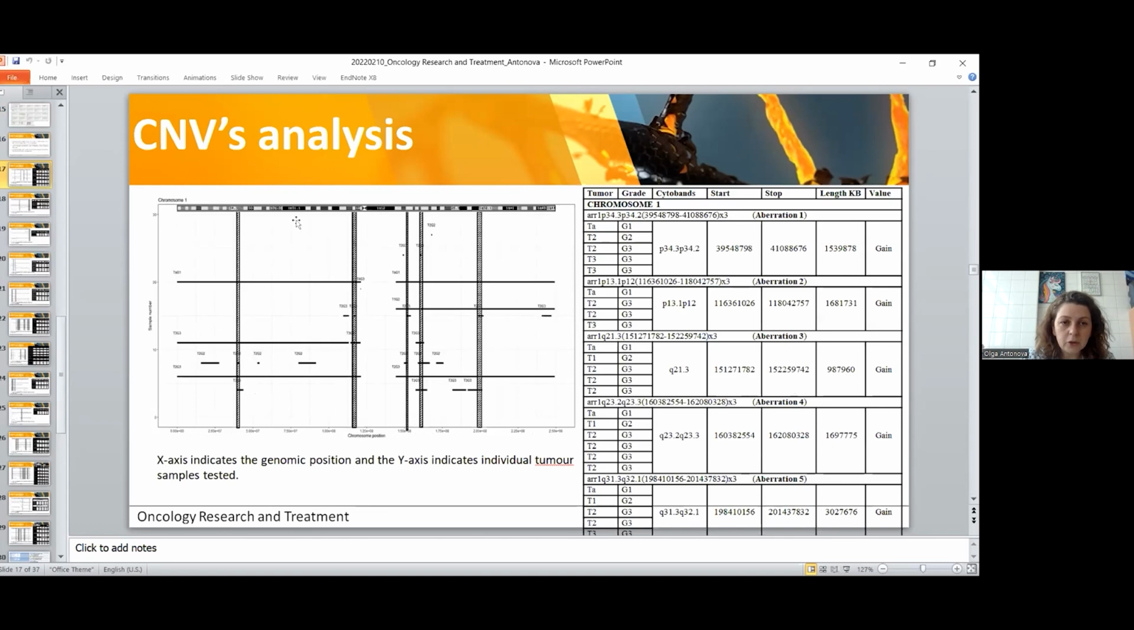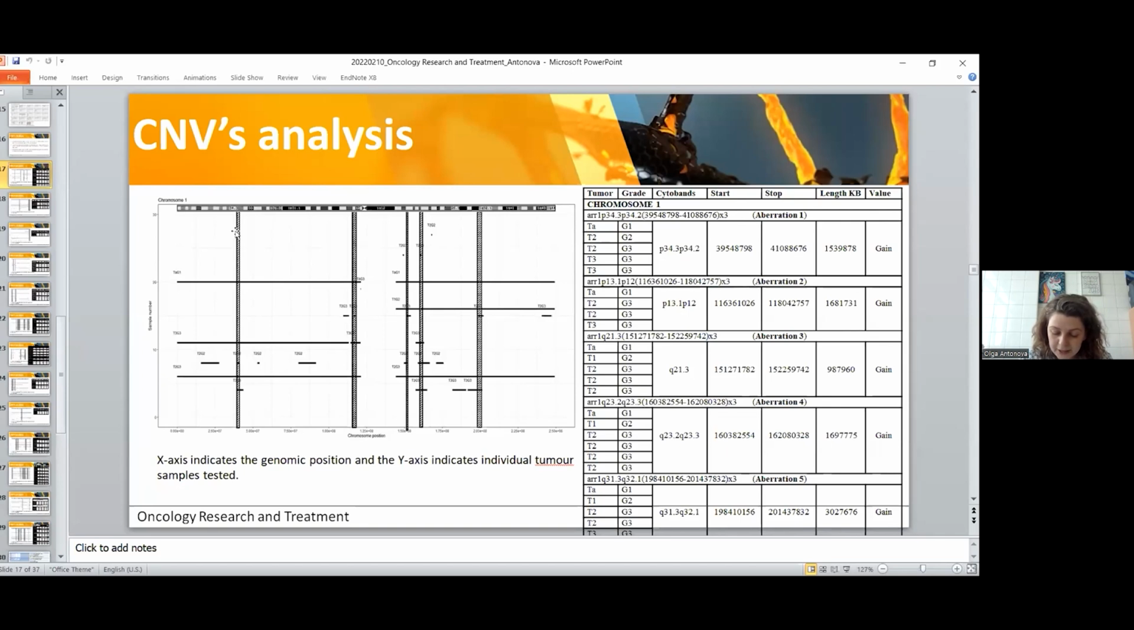This is the chromosome. This is the top of the short arm, this is the centromere, and this is the long arm. This is chromosome 1. The X-axis indicates the genomic position, and the Y-axis indicates the individual tumor samples tested. This is one tumor sample, second, third, fourth, fifth, sixth, seventh, eighth, and ninth tumor sample tested. In this case, we have found aberrations in 9 different tumor samples, which are overlapping.